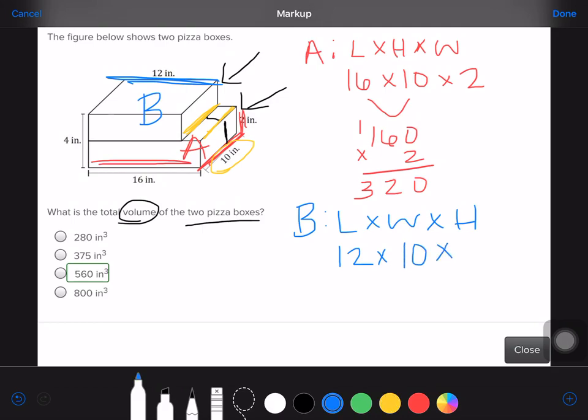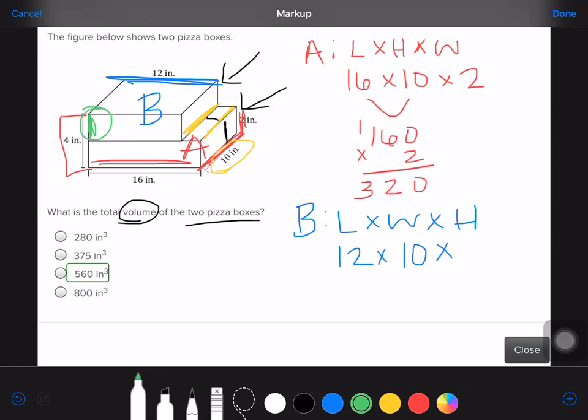Now I need to see how tall B is. Well, B is just this tall. It's not labeled. So I'm going to use some information it gives me. It tells me that the top of B to the bottom of A is 4 inches. I just want to know, though, how tall that little piece is.